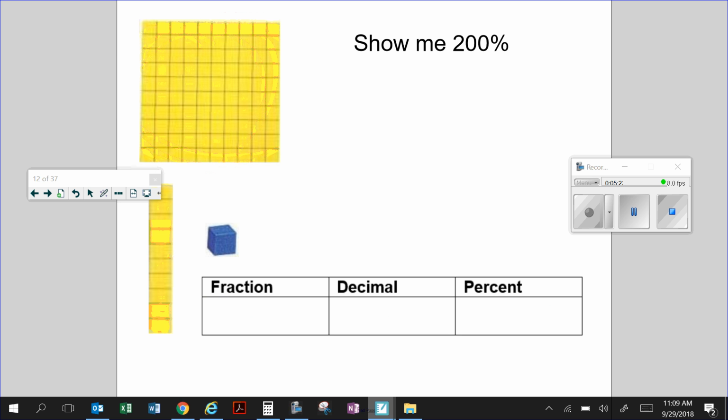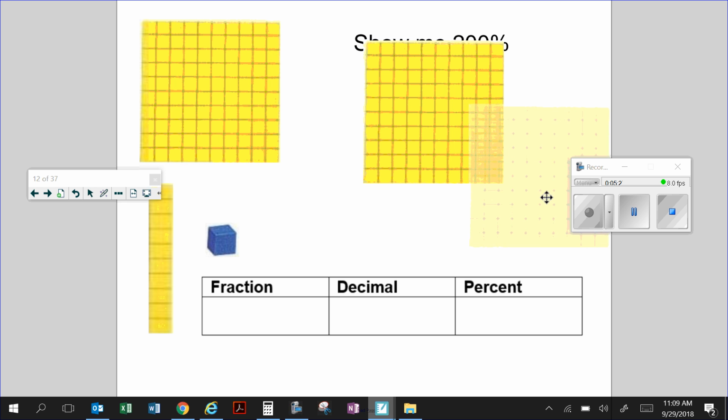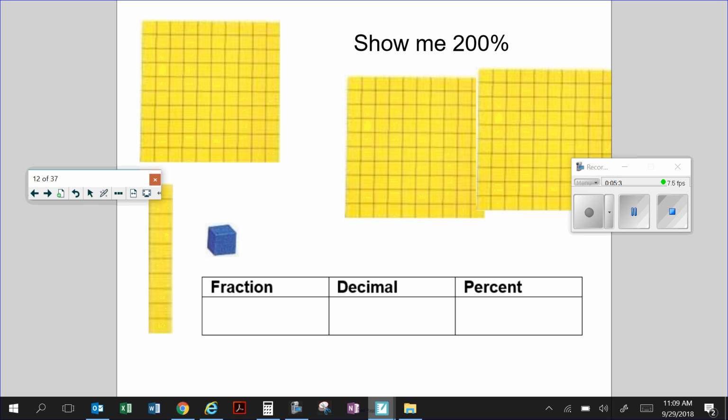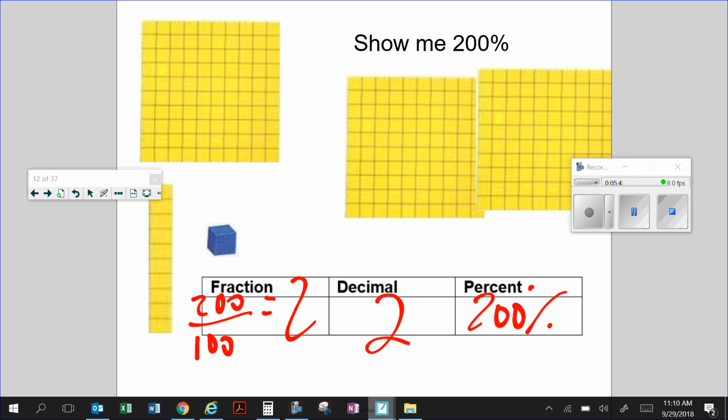And our last one is 200%. I will need this and this. That's 200%. How many wholes did I use to make this? I used 2 of them. That's 200%. Our fraction is 200 out of 100, which is 2.